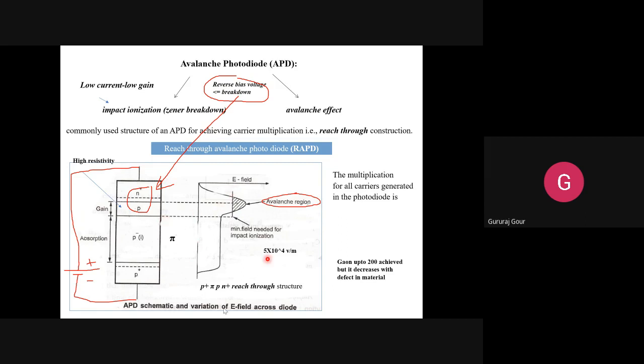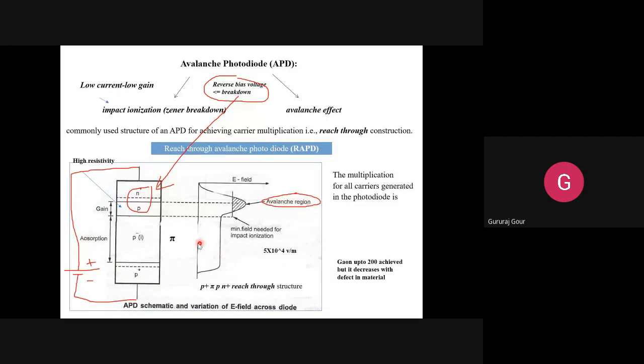Then after doing all these things, you have to conclude with the two points: why it is called RAPD, and that it will be operated like this in the reverse bias mode. After this, we'll continue how these two phenomena occur in the operation aspect.